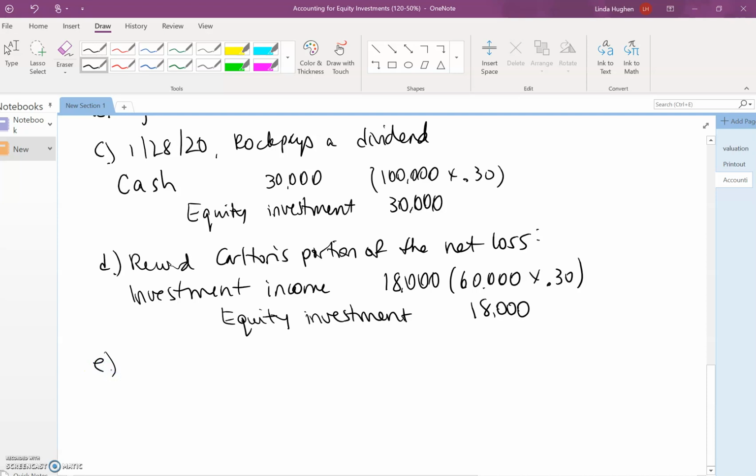E, at 12/31/2020, Rockford's common stock had a fair value of $11 per share. What do we do with that? Well, when we're using the equity method, we ignore the fair value. And that's it for example number 1. Example number 2 will be done in a separate video.